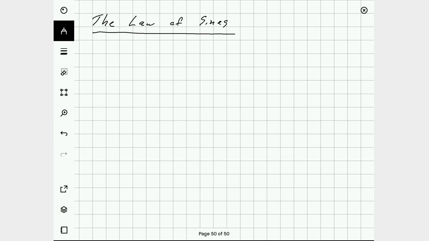To solve an ASA or AAS triangle, we will use a tool called the law of sines. And the law of sines is a three-piece equation. It says that a divided by the sine of A is equal to b divided by the sine of B is equal to c divided by the sine of C. In any triangle, the ratio of the length of a side to the sine of the opposite angle is constant.